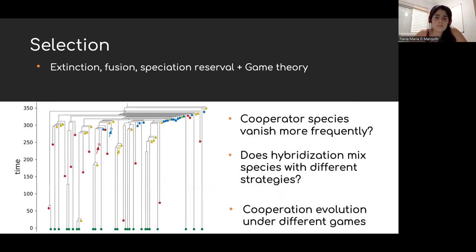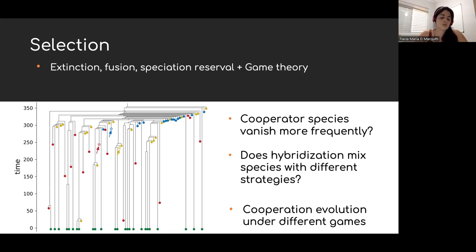And something that we are doing now, and one of my students is working on it, is to understand how extinction, fusion, and speciation reversal, or extinction and hybridization, work in this situation where we have selection under a game theoretical approach. So we want to understand if the cooperator species are vanishing more frequently, if the hybridization process is mixing species that have different strategies, if the species that are formed have different strategies.